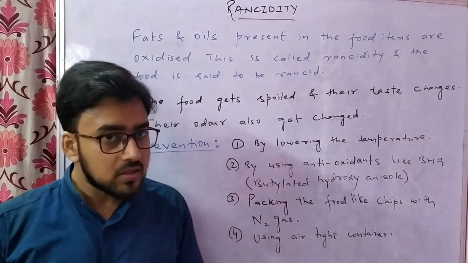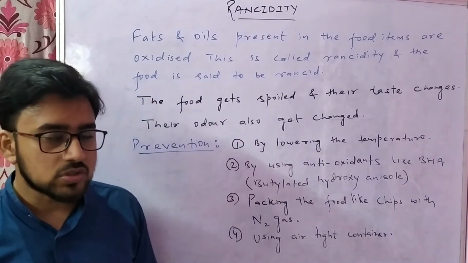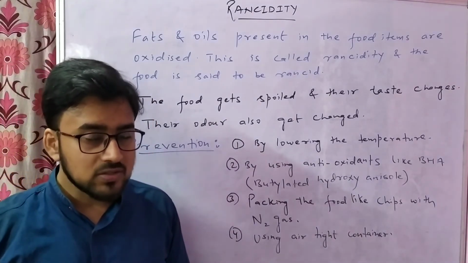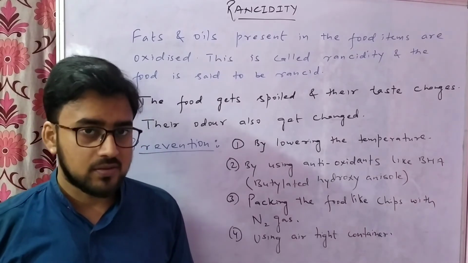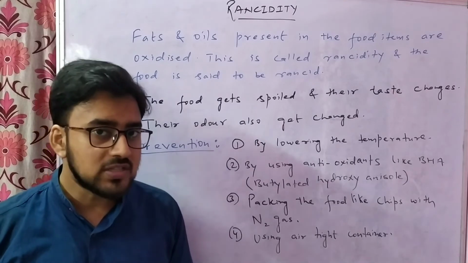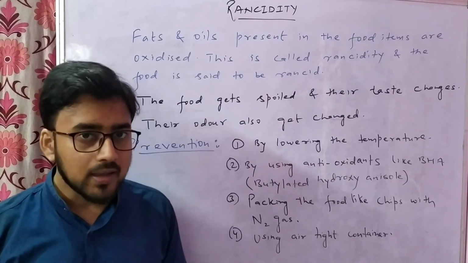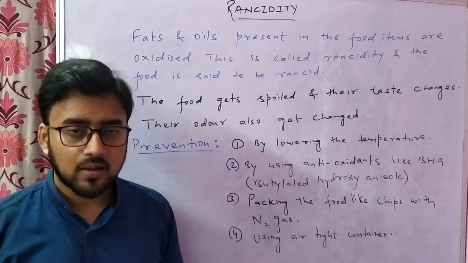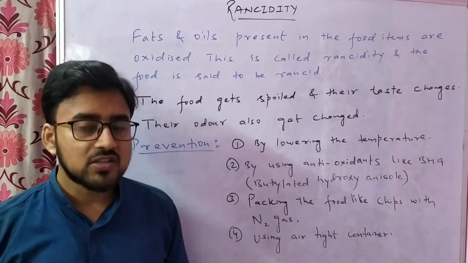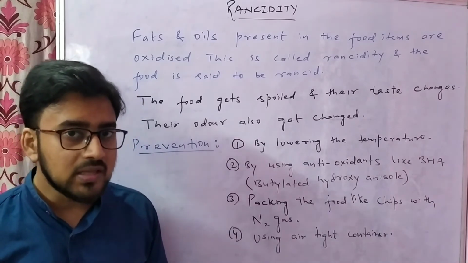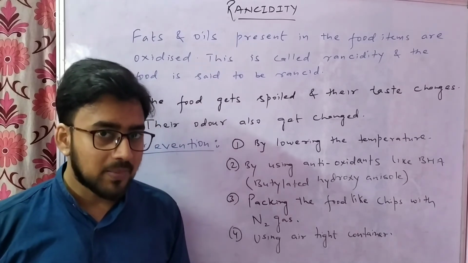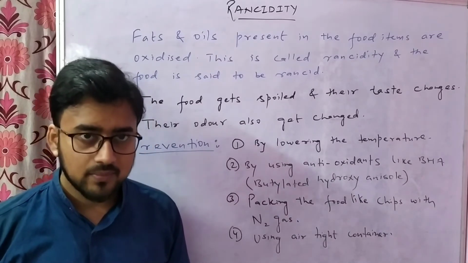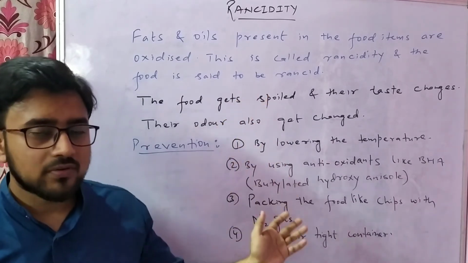So in this video we have discussed corrosion and rancidity. What is corrosion? The process of slow eating up of the surface of metals by different agents like oxygen, moisture, etc. Iron gets converted to hydrated ferric oxide, which is reddish brown in color. Copper becomes green due to formation of basic copper carbonate. Silver becomes black due to formation of silver sulfide. And this was about rancidity.